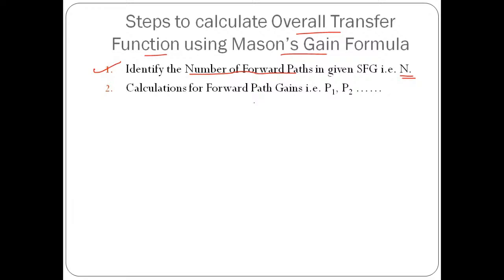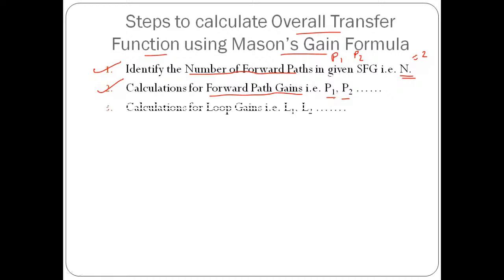For example, if we identify that the value of n is nothing but 2, that means we have two forward paths. So we need to calculate the gain of each forward path. That means we need to calculate the value of p1, we need to calculate the value of p2, and so on. So the second step is we need to calculate the gain of respective forward paths indicated by symbol p1, p2, and so on.